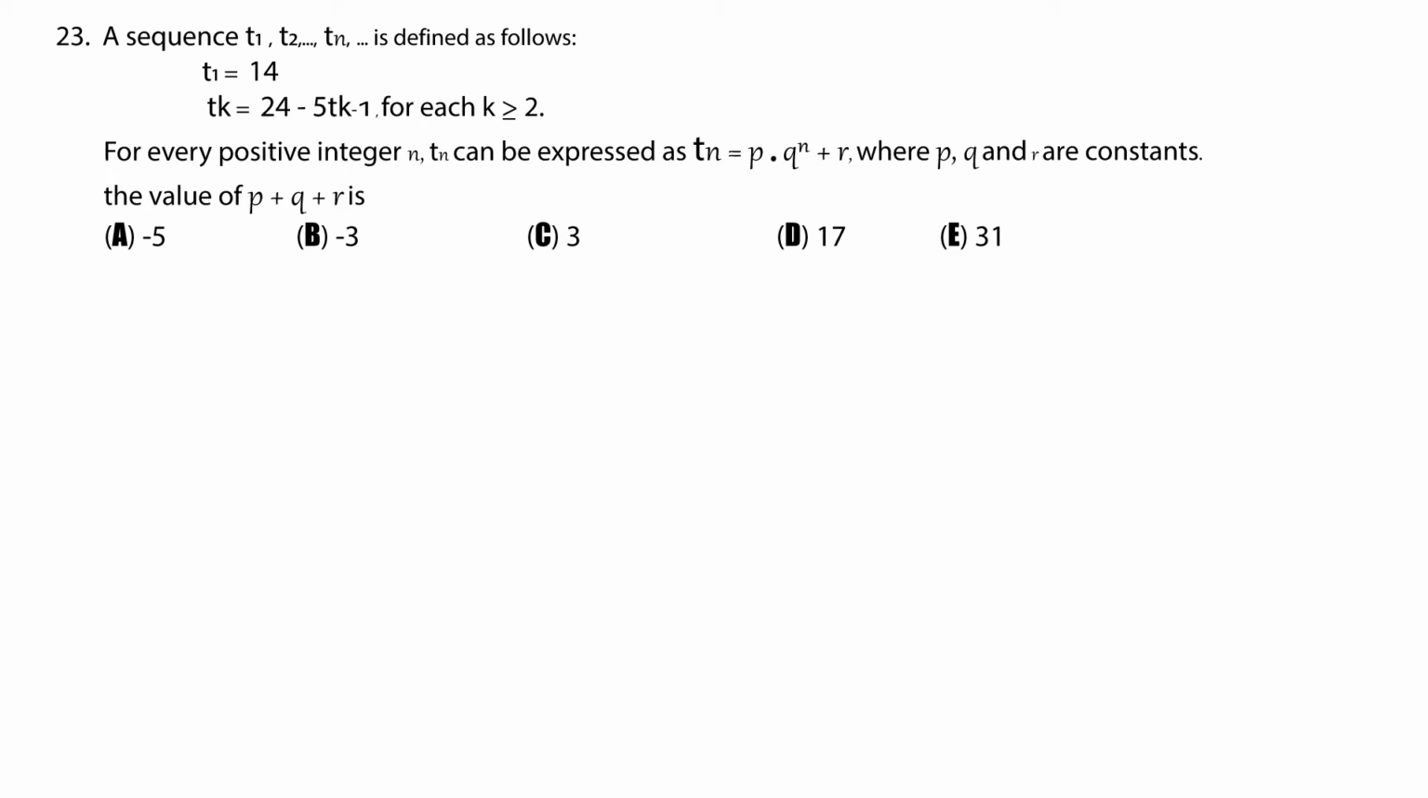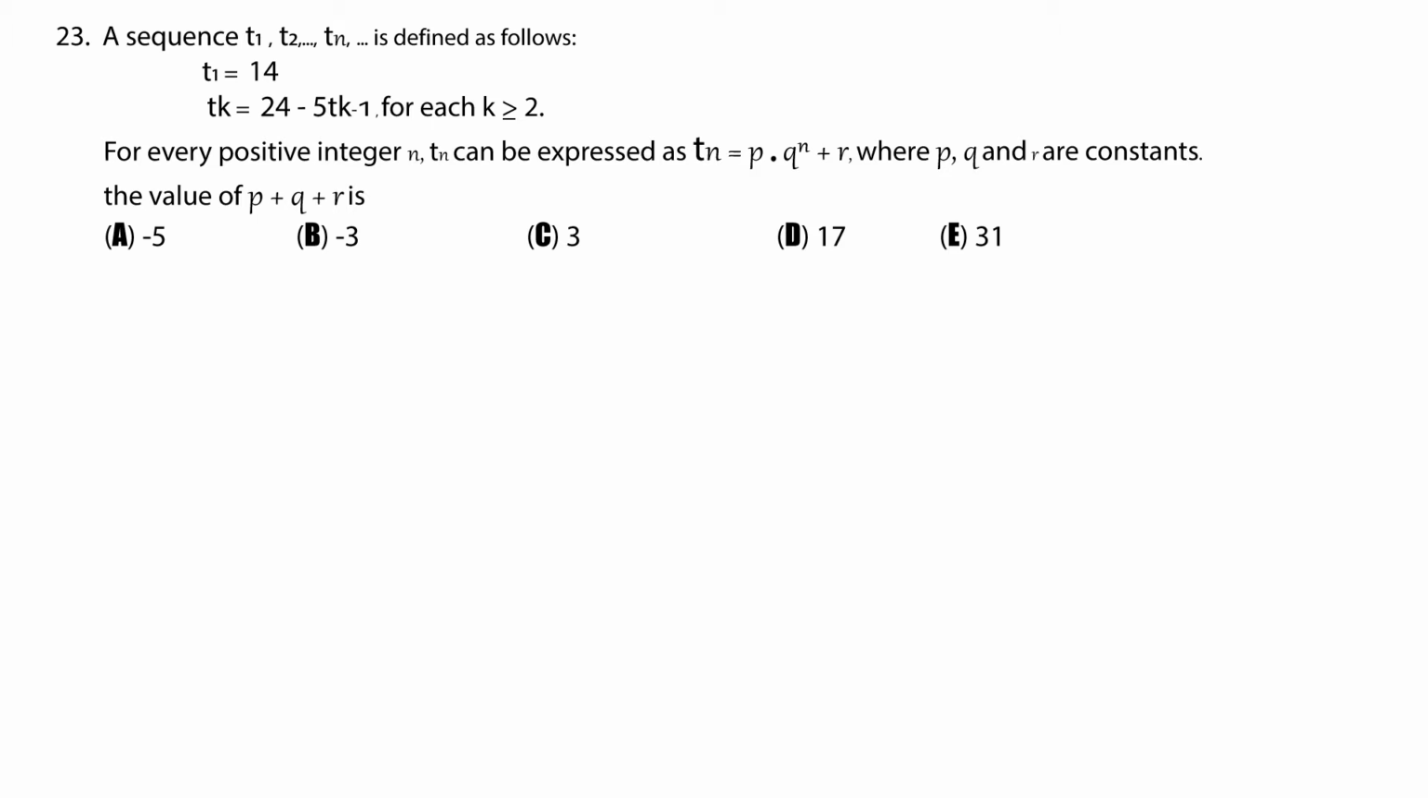A sequence t1, t2, tn is defined as follows. T1 is equal to 14, tk is equal to 24 minus 5 tk minus 1 for k greater than or equal to 2. For every positive integer n, tn can be expressed as tn equals p times q to the n plus r, where p, q, and r are constants. The value of p plus q plus r is.